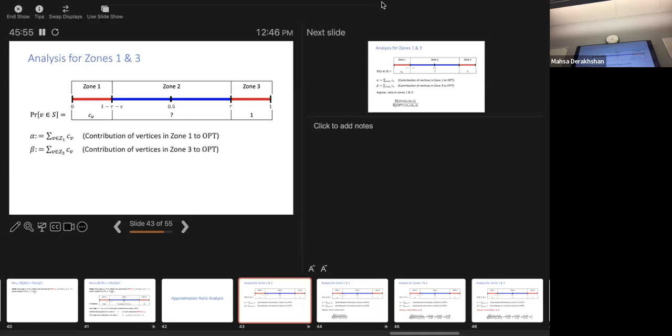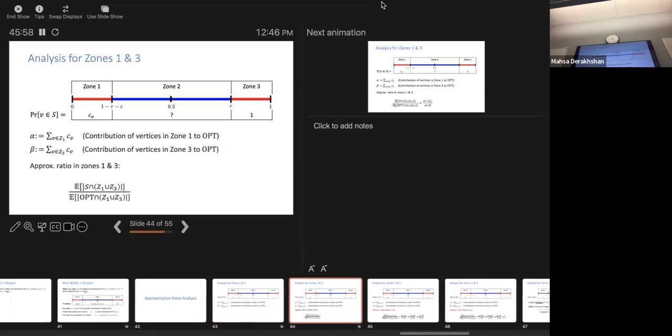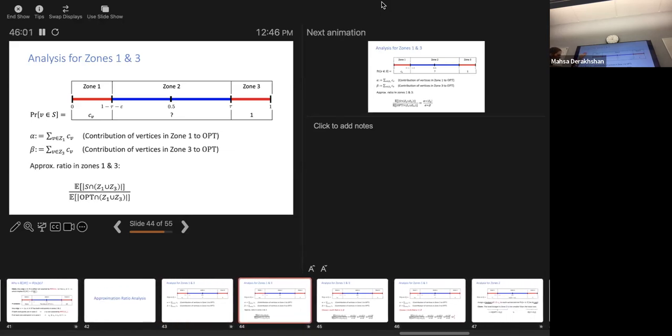It's kind of hand-wavy what I mean by approximation ratio in this range, but let's go there. Okay. So the approximation ratio in this zone, I'm defining to be the expected number of vertices from zone 1 and zone 3 in the solution output by the algorithm over the expected number of these vertices in opt. Right. So S intersection with Z1 and Z3 over opt intersection. This is 1 plus tau. Roughly.